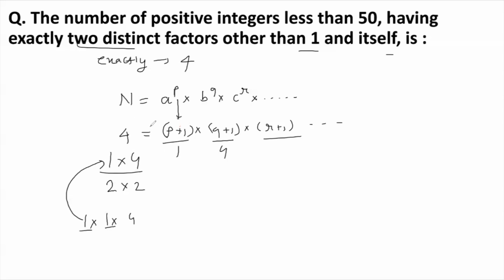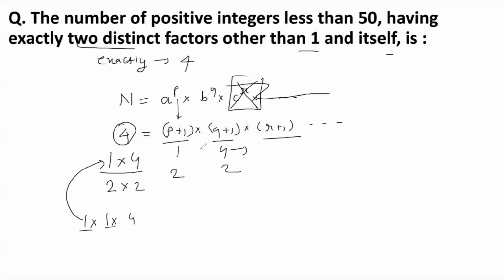To get the product 4 here, there are only two ways out, okay? p plus 1 will be 1, q plus 1 will be 4, or p plus 1 will be 2 and q plus 1 will be 2. So we won't have any term of c here, or any term onwards.